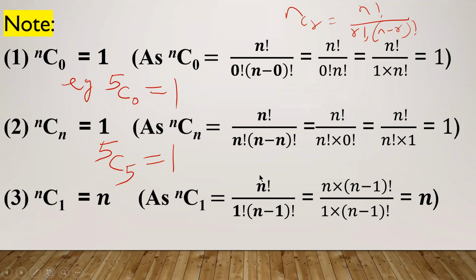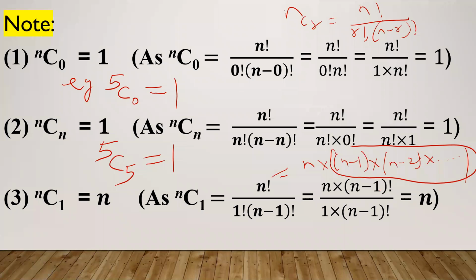Now how can I write n factorial? n factorial is actually n into (n minus 1) factorial, because n factorial is n into (n minus 1) into (n minus 2), go on doing it until you get 1. So from here (n minus 1) down to 1, that is nothing but (n minus 1) factorial. The denominator is 1 factorial, which is 1, into (n minus 1) factorial. This and this will get cancelled, तो answer will be n. So nC1 is n.